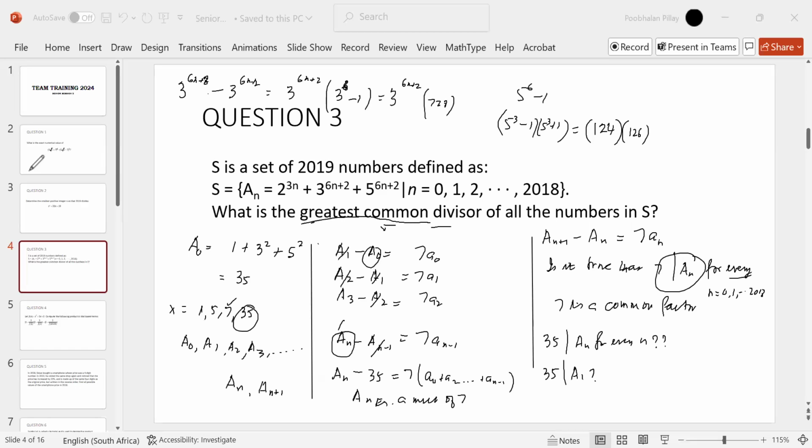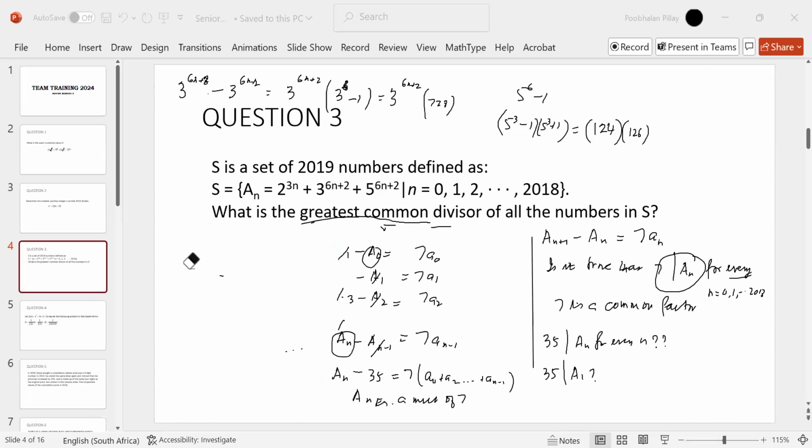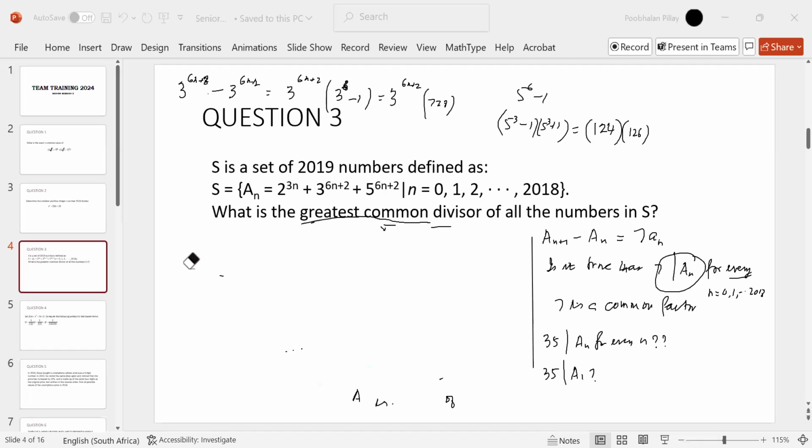Let me repeat that. If 35 is a factor of A1, then 5 is a factor of A1. And if 5 is a factor of A1, its last digit must be 5 or 0. Right? So let me check what the last digit of A1 is. Is it 5 or 0? If it is 5 or 0, then 35 is a possibility. Now, let's work out the last digit.